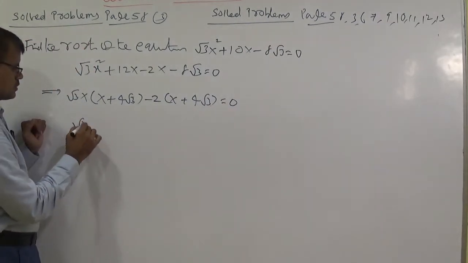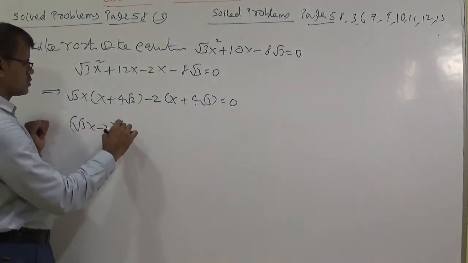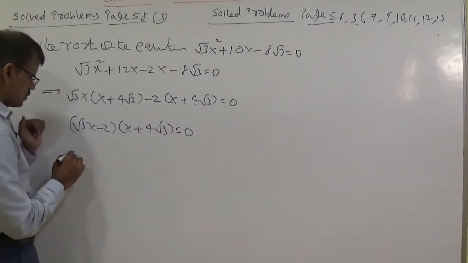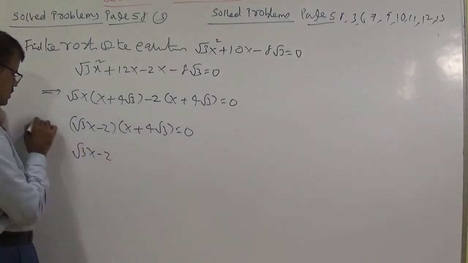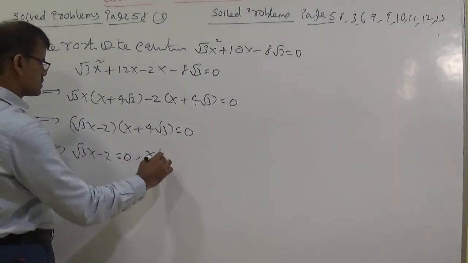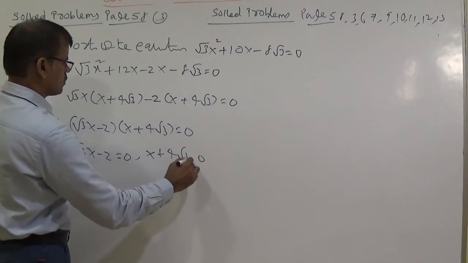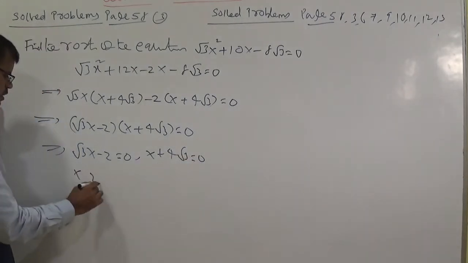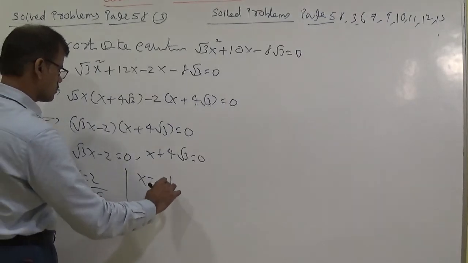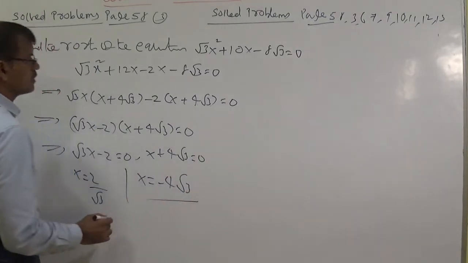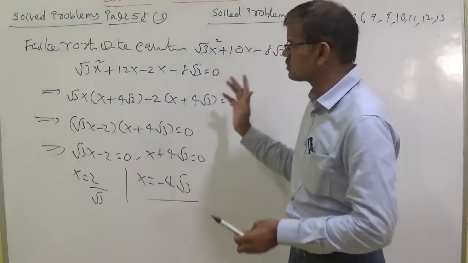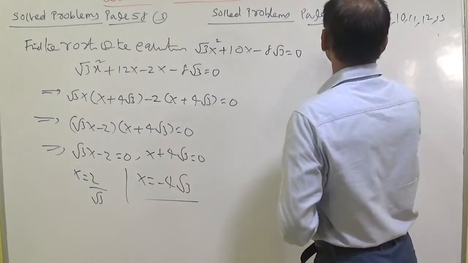Now I am writing this one as root 3x minus 2 into x plus 4 root 3 equal to 0. You can write this as root 3x minus 2 equal to 0, comma, x plus 4 root 3 equal to 0. So here you can understand that x is equal to 2 by root 3, comma, x is equal to minus 4 root 3. These are the values or zeros or solutions or roots of the given quadratic equation.